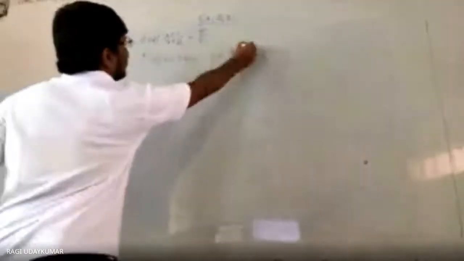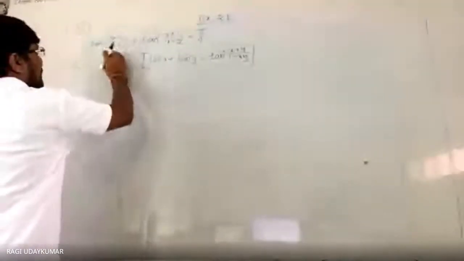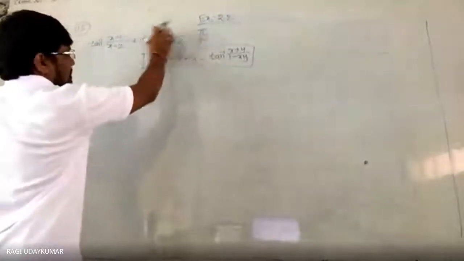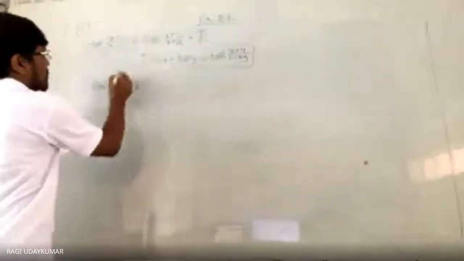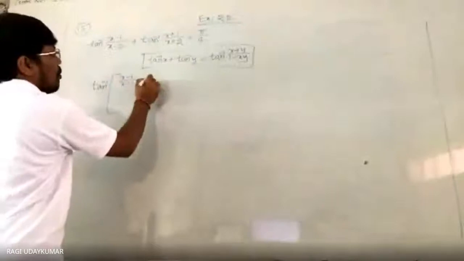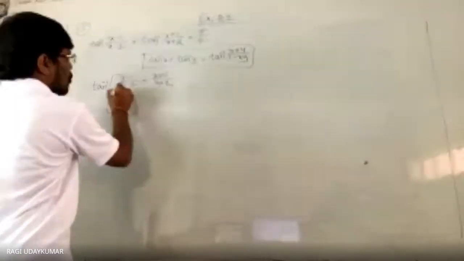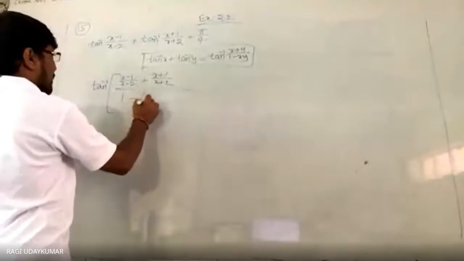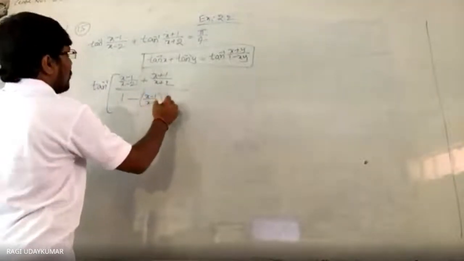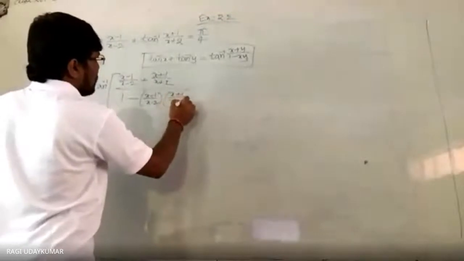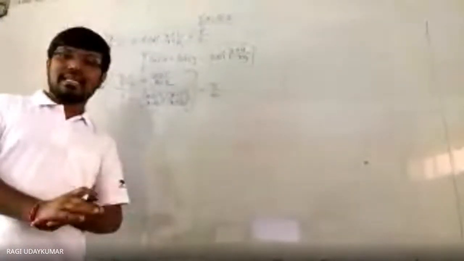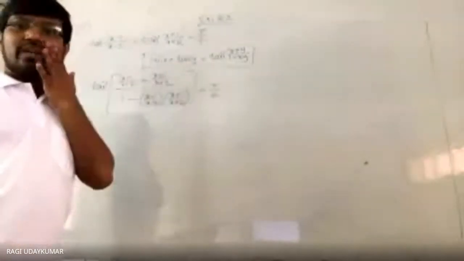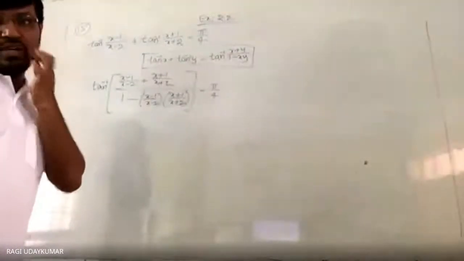If you apply this property here, considering this completely as x and this completely as y, you will write this as tan inverse of x plus y, so x minus 1 by x minus 2 plus x plus 1 by x plus 2, divided by 1 minus xy, so 1 minus x minus 1 by x minus 2 into x plus 1 by x plus 2, is equal to pi by 4. Taking the tan inverse to the right side, you get tan pi by 4.